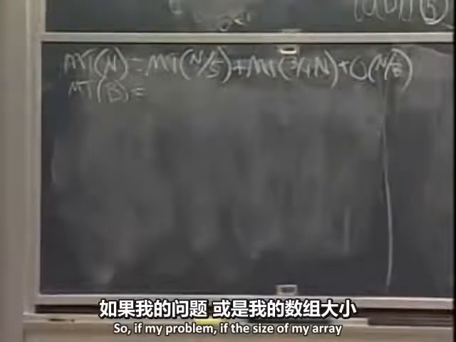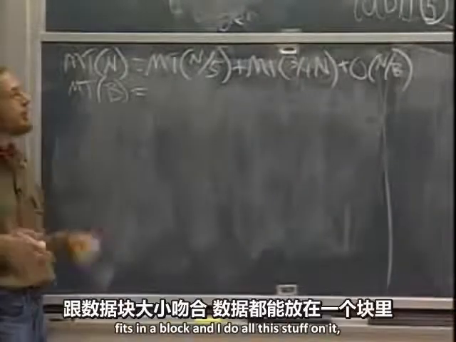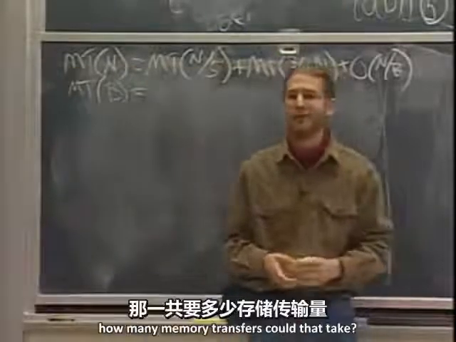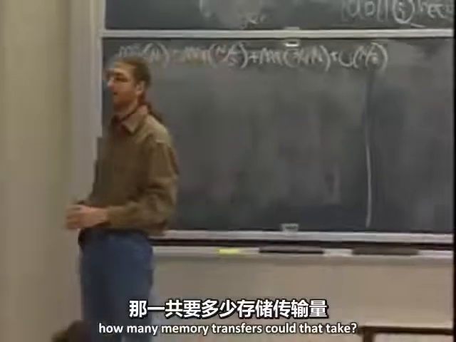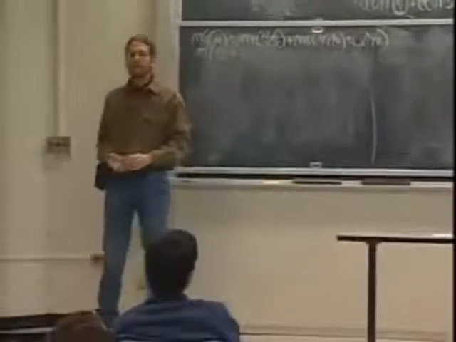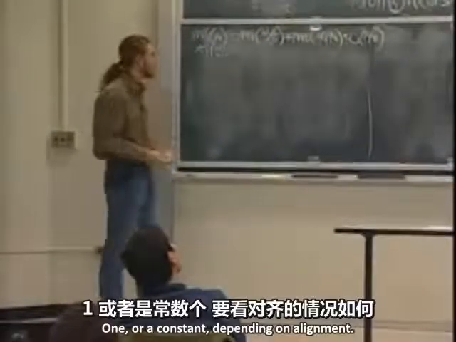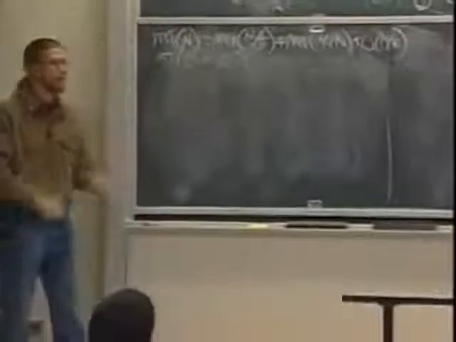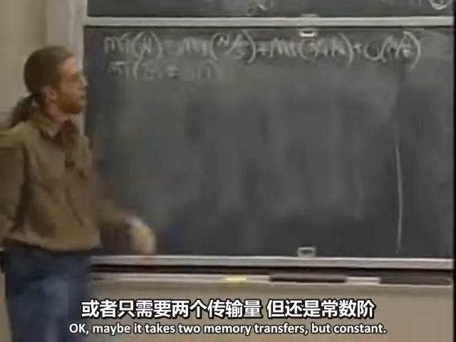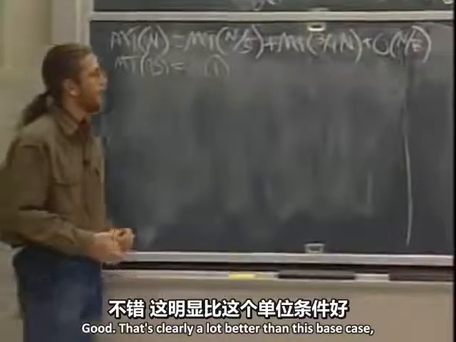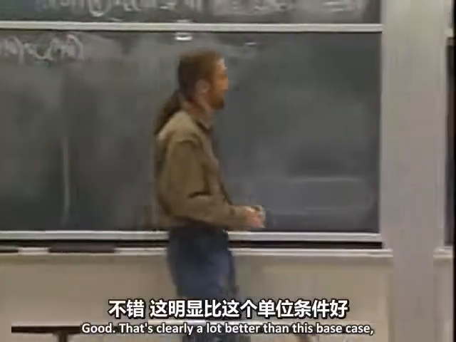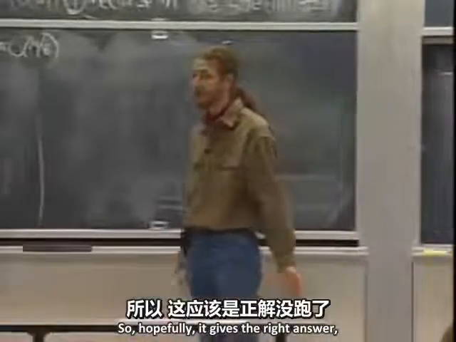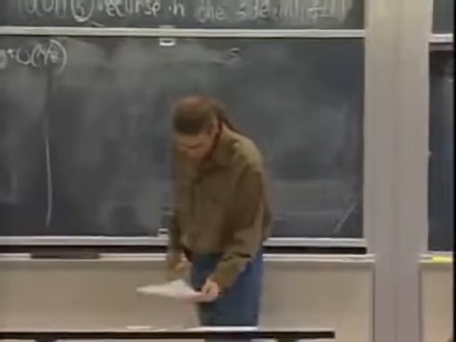So if the size of my array fits in a block, and I do all this stuff on it, how many memory transfers could that take? One. Or constant, depending on alignment. Okay, maybe it takes 2 memory transfers, but constant. Good. That's clearly a lot better than this base case MT of 1 equals order 1. Clearly stronger. So hopefully it gives the right answer. And now, indeed, it does.